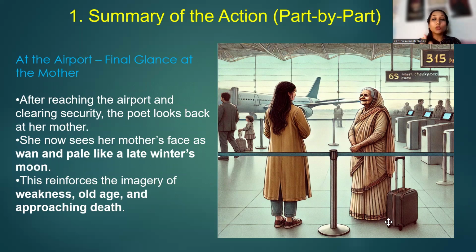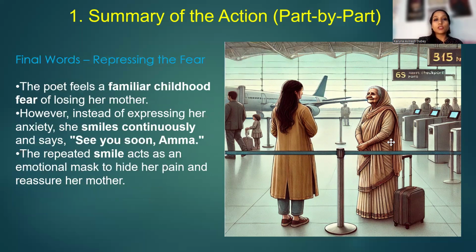So वो चेहरे का glow नहीं है. The mother looks old and she doesn't feel nice about it. But this reinforces the imagery of weakness, old age, and approaching death. तो ये सब देख के भी, she feels that her mother is old and she's aged. The poet feels a familiar childhood fear. उसको ये fear, childhood fear है to be separated from her mother. So she has that fear of being separated, and that fear resurfaces when she looks at her mother.